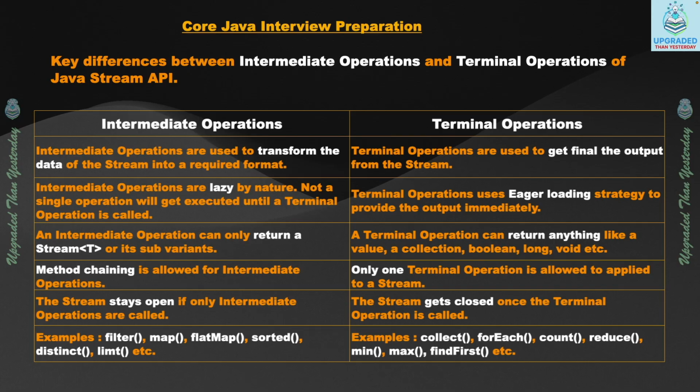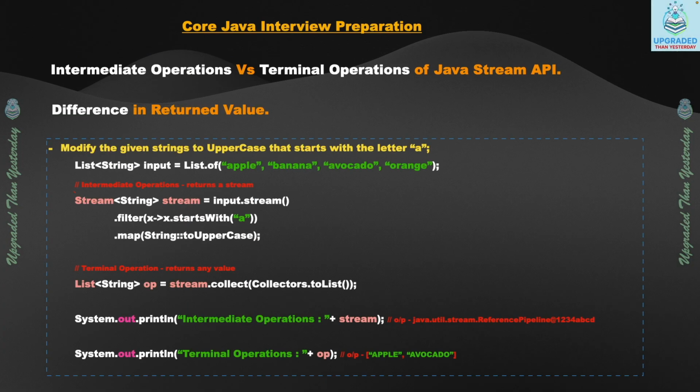Third difference, an intermediate operation always returns a stream or its subvariants, whereas a terminal operation can return anything like a collection, a value, or a void. Look at the code. The filter and the map method has returned a stream of string, but the collect method has returned a list of string.